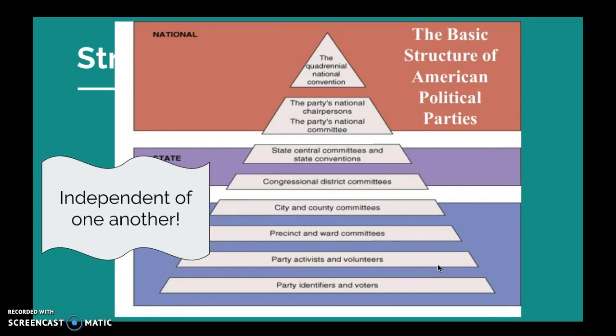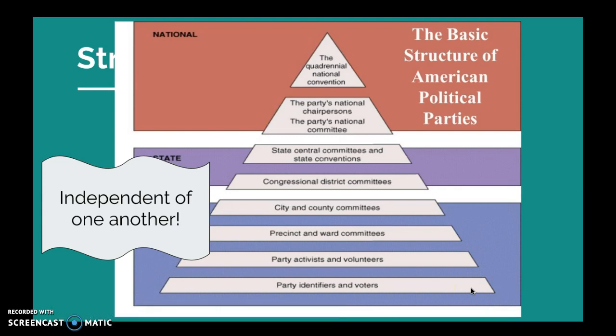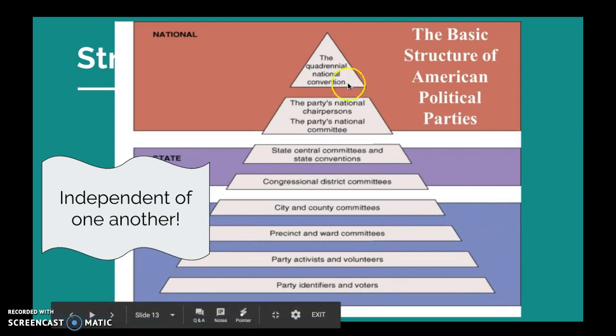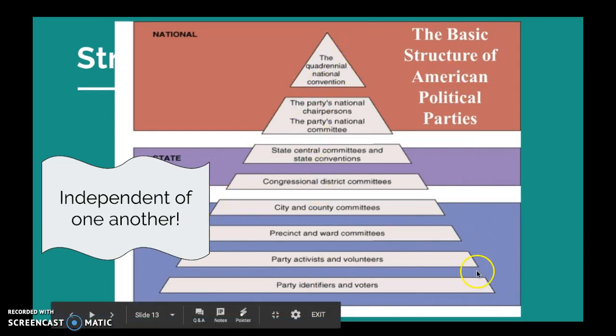You would be tempted to think that this is arranged like a big corporation, right? With the top national convention or national political parties dictating down to the bottom local levels, but that is not the case. These different levels are independent of one another. And while they do coordinate for some activities, there's not a top-down hierarchical system. So you need to know that these political parties at the national, state, and local levels all operate independently of one another.